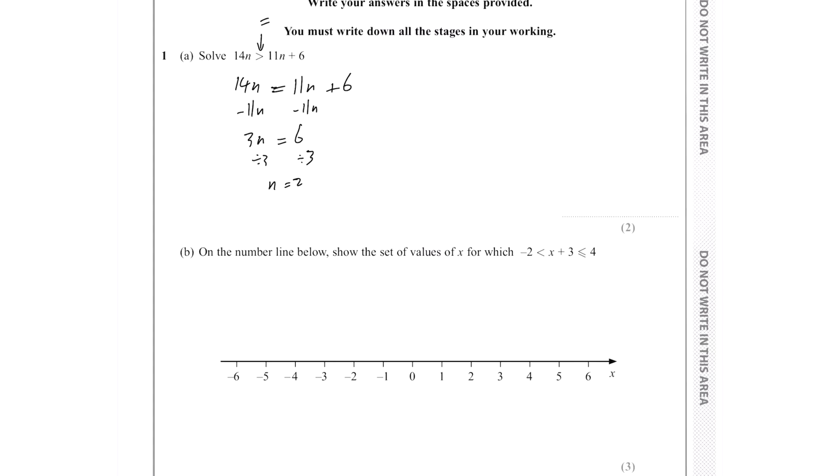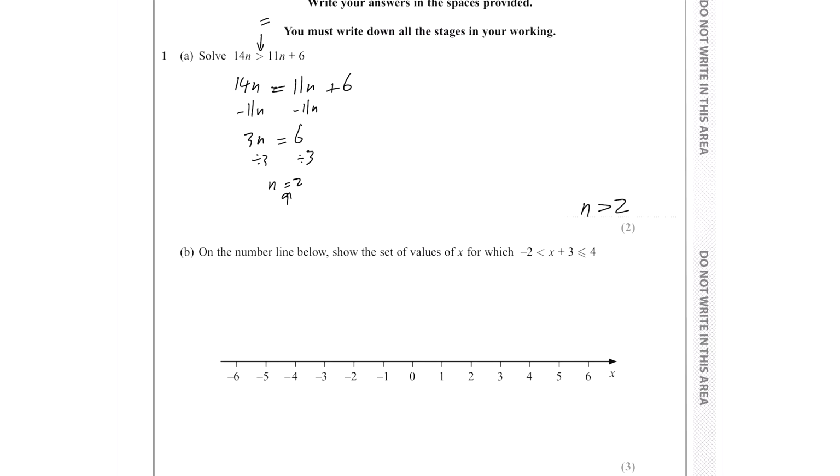And now remember to put the inequality back in. So that's going to be n is greater than 2. Next one. On the number line below, show the set of values for x. So minus 2 is less than x plus 3 less than or equal to 4.